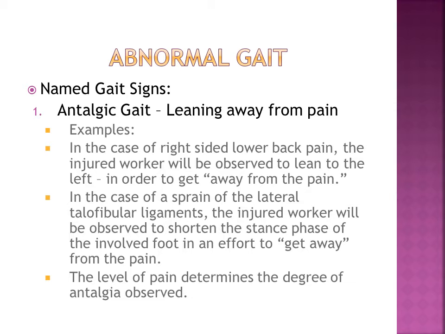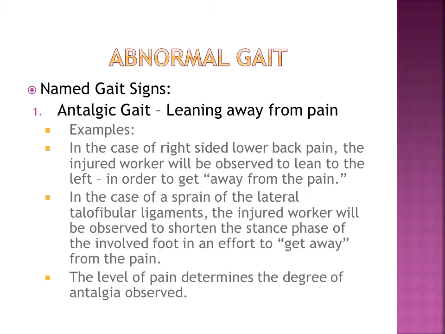For example, in the case of right-sided lower back pain, the injured worker will be observed to lean to the left in order to get away from the pain. So with right-sided lower back pain, the injured worker will lean to the left, anti-algos, to get away from the pain. You can observe this simply in the postural examination. You would observe the injured worker to posture to the left, and this might be even exaggerated in the gait in order to get away from the painful right-sided lower back pain.